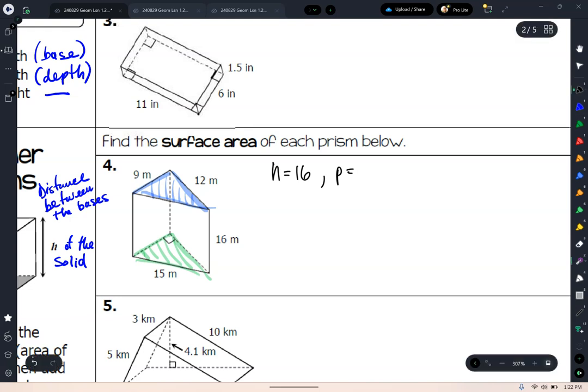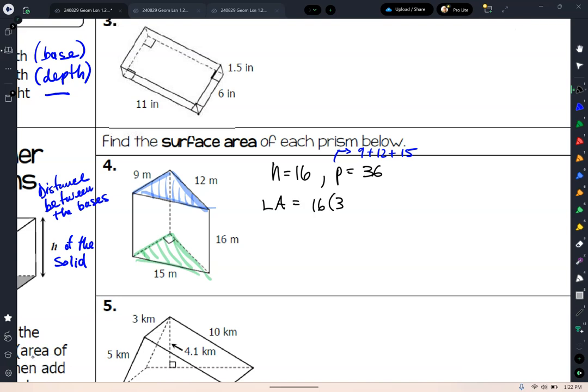All right, so what is the measurement of our perimeter? 36 units, right? And of course, that comes again from our 9 plus 12 plus 15. Okay, so then the lateral area of this particular shape is 16 times 36, right? The height times the perimeter.